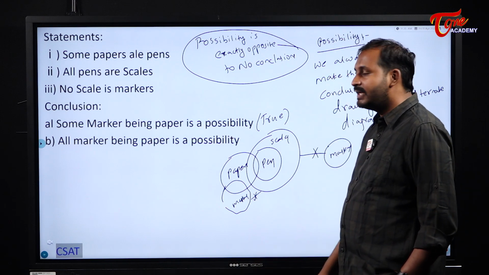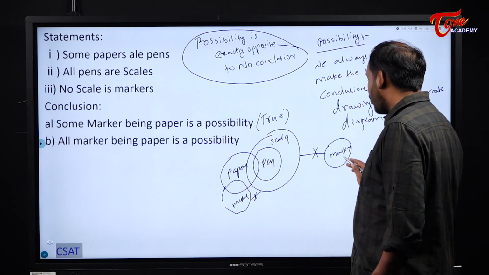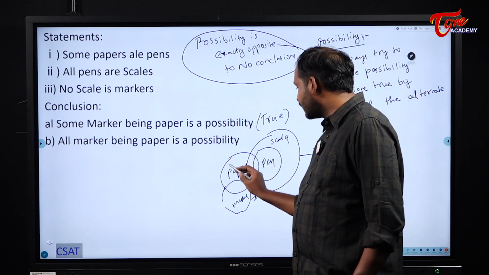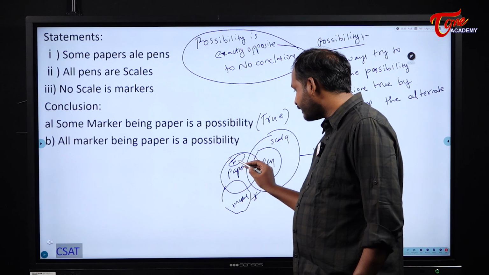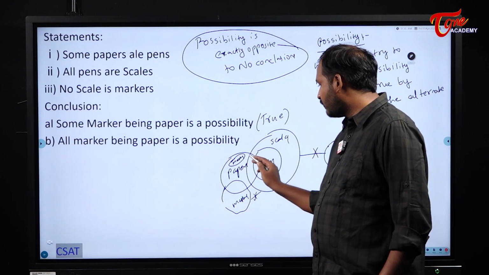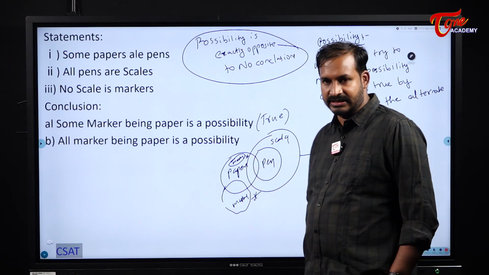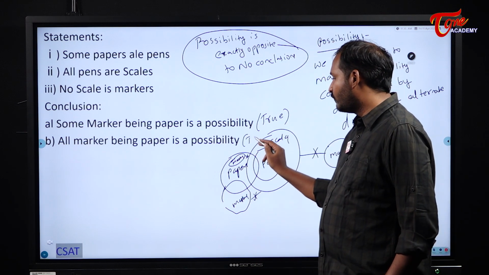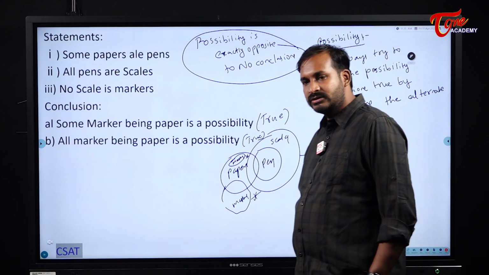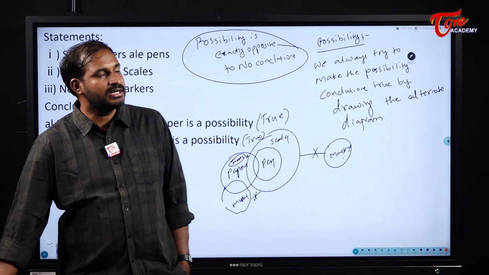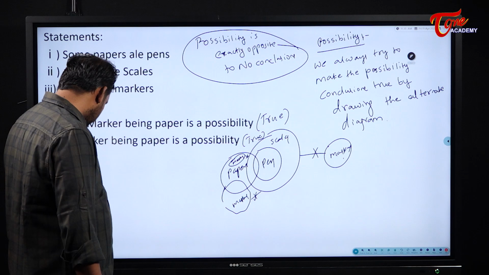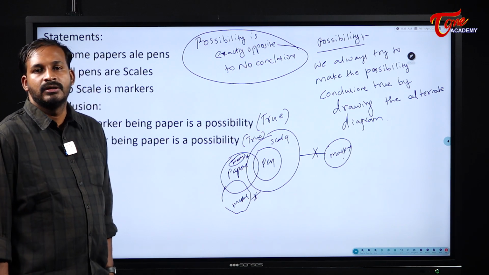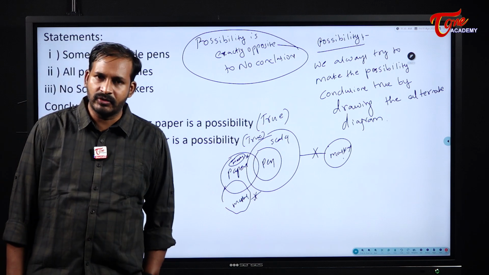Next, all markers being paper is a possibility. That means the entire markers I can draw inside paper, right? Still there is no relation between marker and scale, right? So this one is also true for me. So here it is very simple. In the case of these conclusions, we will always try to make them true.